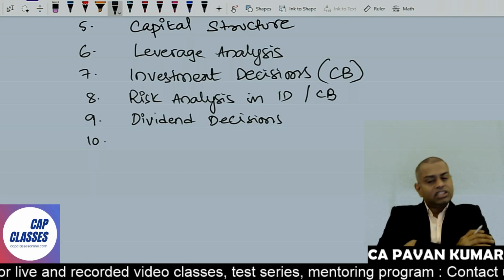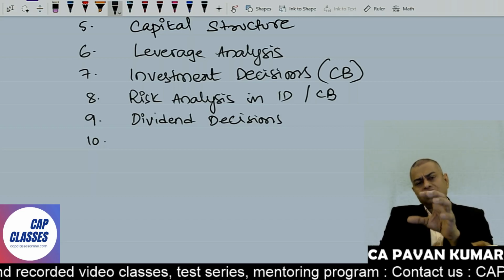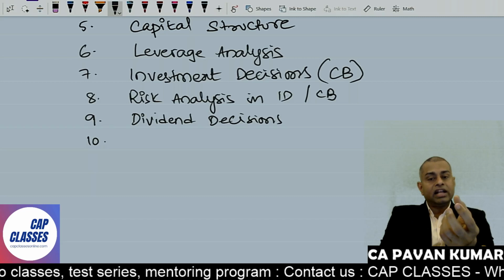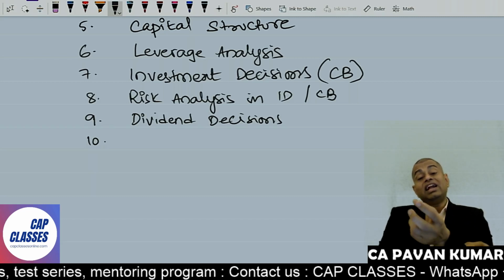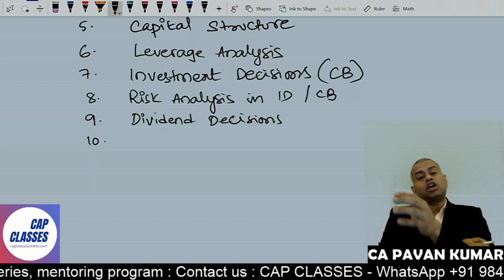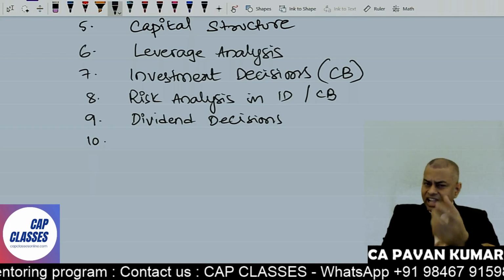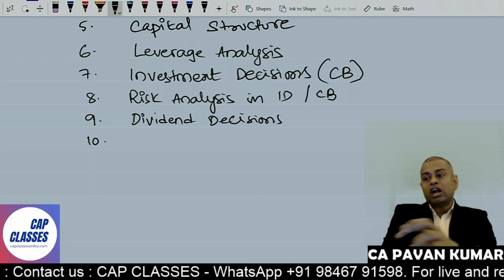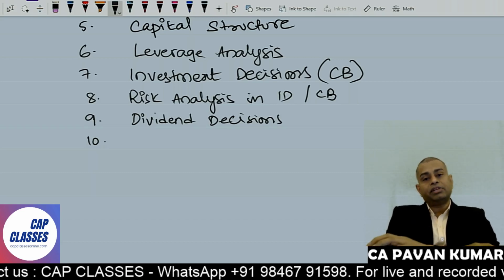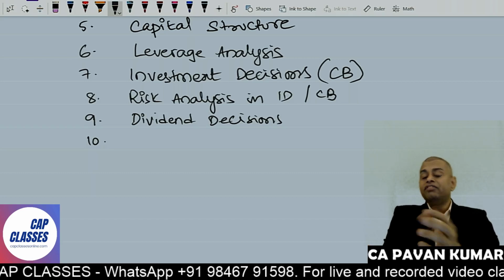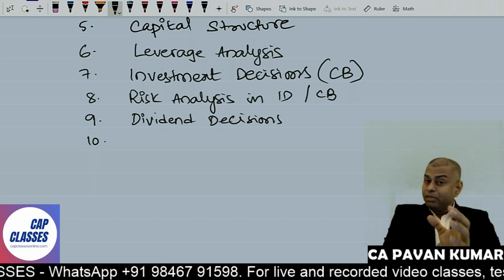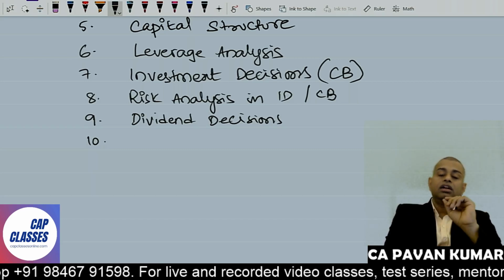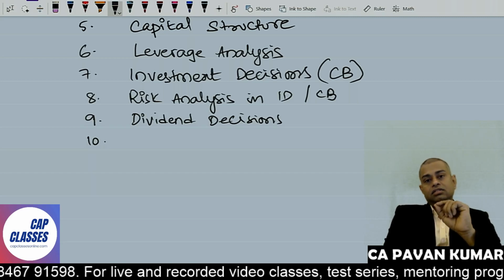Now the question is, out of 25 crores I earned, or 100 rupees I earned, how much of the dividend should be declared? How much of the earnings are to be retained? Is there a theory for that? Is there a calculation for that? If I declare a dividend, what happens? If I do not declare a dividend, what happens? What will be the impact of dividend on my company value? Will there be a theory like that? The answer is yes. That we will learn in dividend decisions.